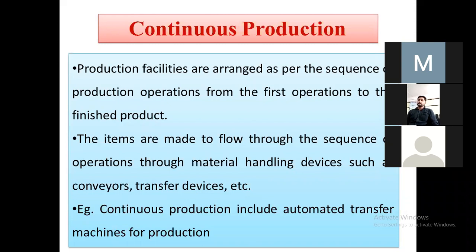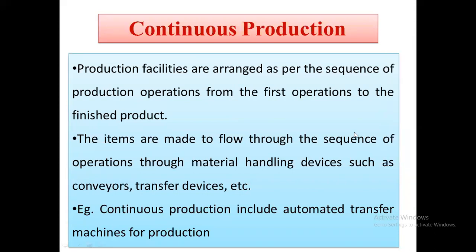Continuous production. In that you can write: production facilities are arranged as per the sequence of production.